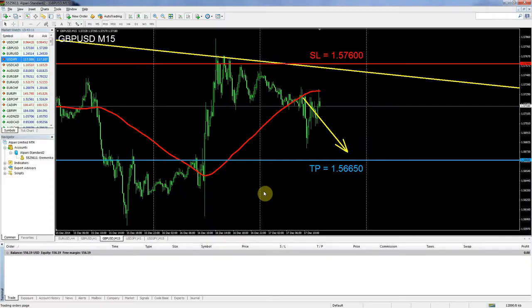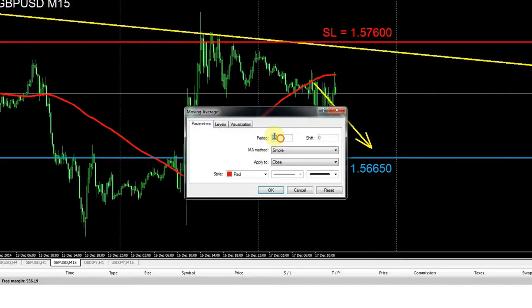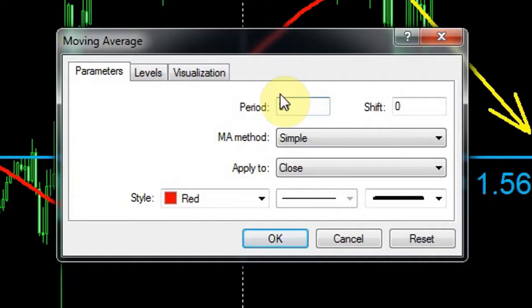As you can see in the middle here, I've got the British pound dollar M15 chart open, and I've already got some markings on this chart which will help us conduct our trade today. What I have here, first of all and most importantly, is this moving average. It's a simple moving average, and the period is 96. I'm just going to double click that, and you can see here that the period is 96.